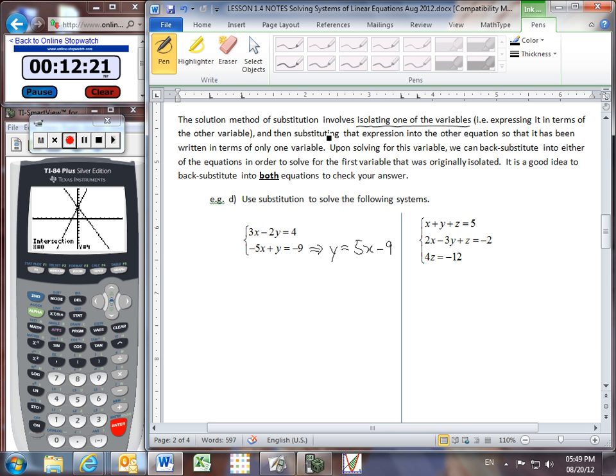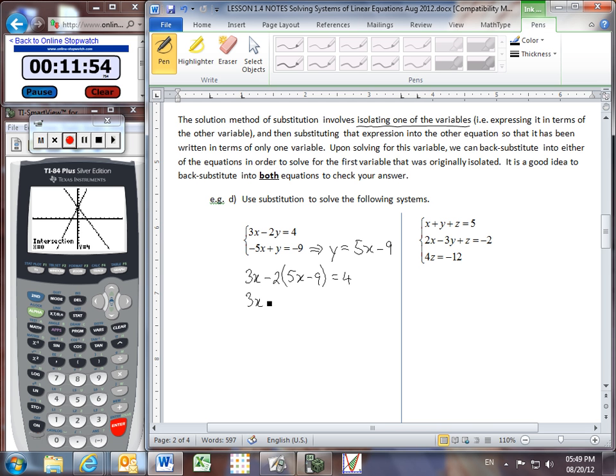And now I will substitute the expression 5x minus 9. Because we know that this is equal to y, let's put this 5x minus 9 into the y of the first equation. So my y I will change into 5x minus 9 equals 4. Now let's solve for the remaining variable, which in our case is an x.